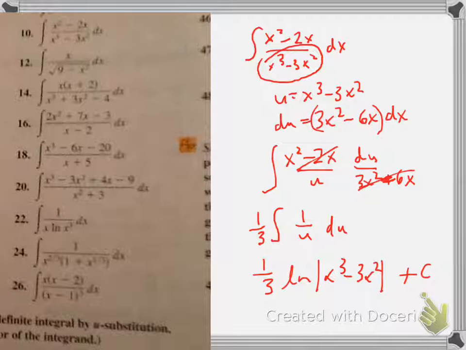You take the derivative to check: you get 3x squared minus 6x over x cubed minus 3x squared, times a third, and you should end up back with what you started with. This 3 cancels out, and you're back where you started. That's a good way to check it.